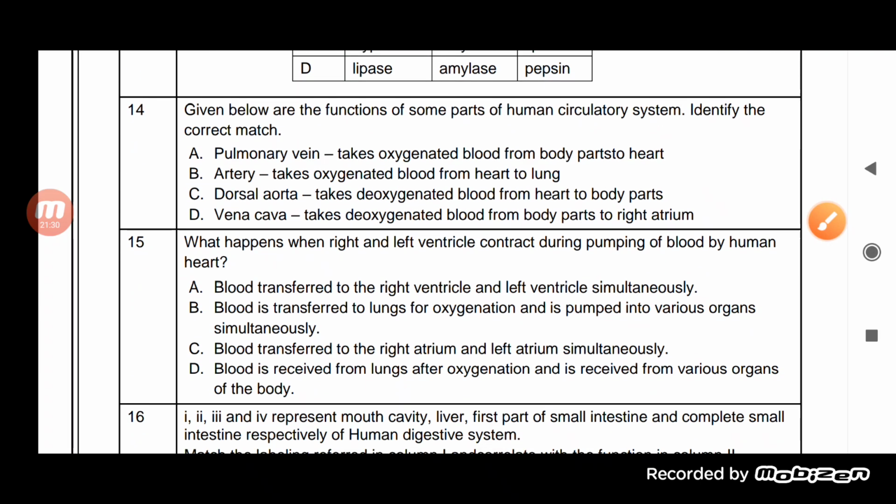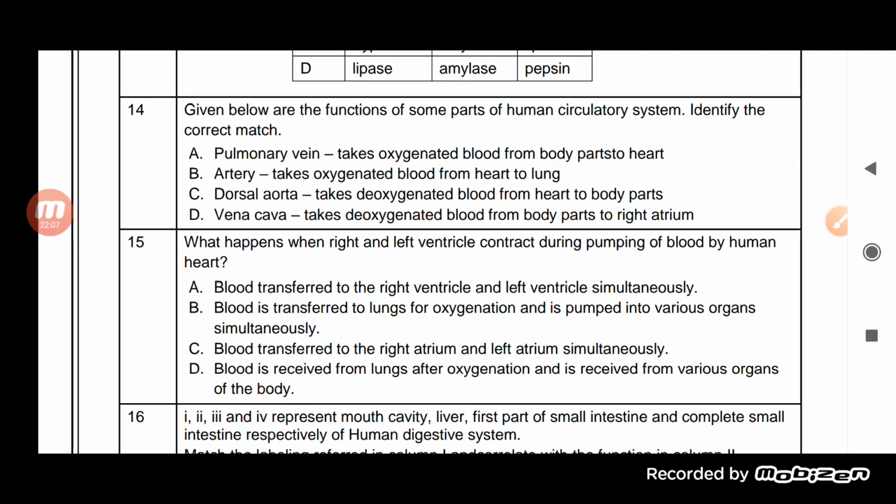Now see here. Given below are the functions of some parts of the human circulatory system. Identify the correct match. Pulmonary vein: it takes oxygenated blood from the body parts to the heart. What is the role of the pulmonary vein? It carries the oxygenated blood not from the body parts but from the lungs to the heart. So this is the wrong one.